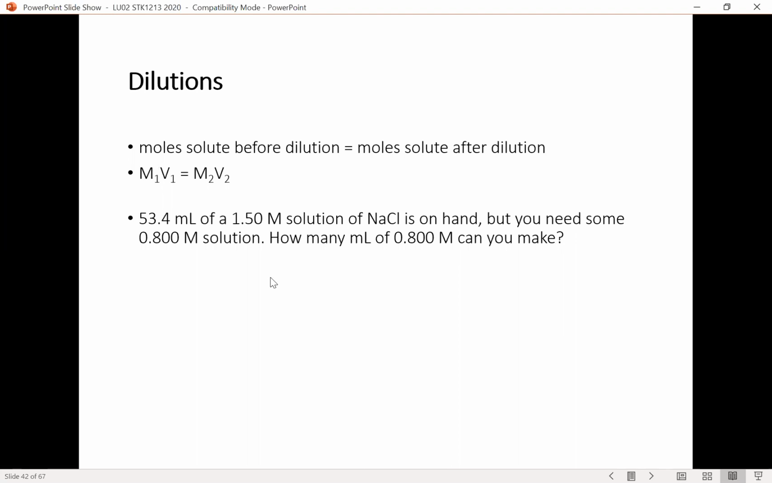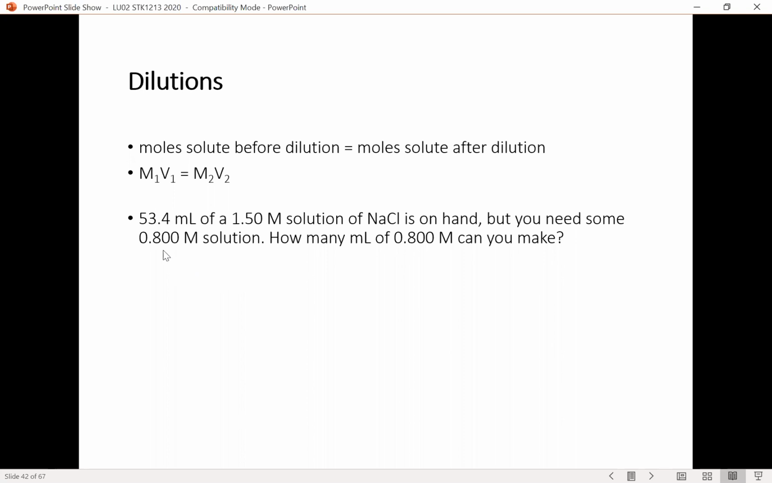Okay, let's look at this example, the last example. 53.4 ml of a 1.5 molar solution of sodium chloride is on hand, but you need some 0.8 molar solution. How many milliliters of 0.8 molar solution can you make? In this case, we already know the volume of the stock solution is 53.4 ml and the molarity of the stock solution is 1.5 molar. So we already know M1 and V1.